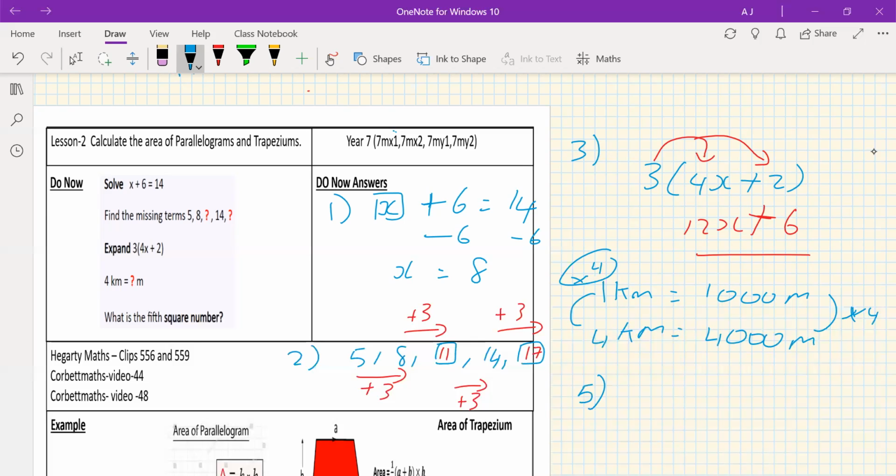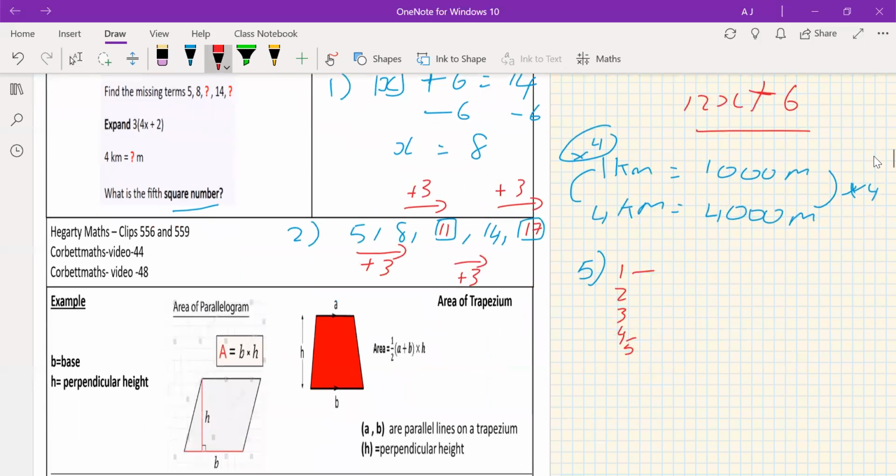Question number 5. What is the 5th square number? So what does square number mean? A square number is a number multiplied by itself. So I have 1, 2, 3, 4, and 5. Those are my 5 numbers here. Let me go down here.